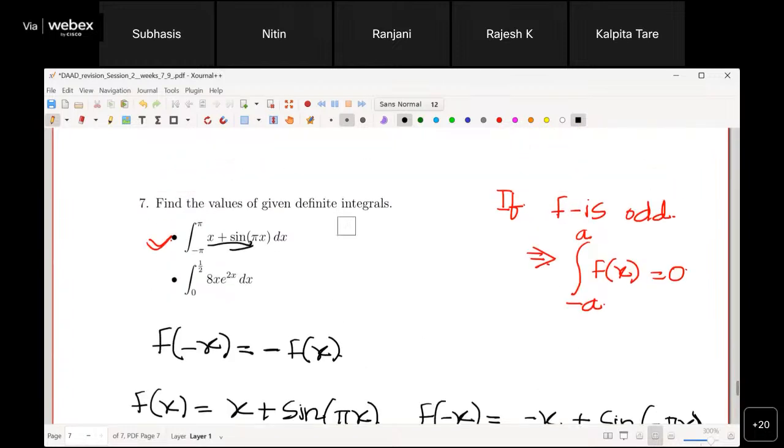Since this is an odd function, and as you can see, I am taking this definite integral from minus pi to pi. So basically I am taking the integral from minus a to a, as in the formula. I can directly apply this rule here, and I can say that the integral of this function from minus pi to pi is 0. Clear?